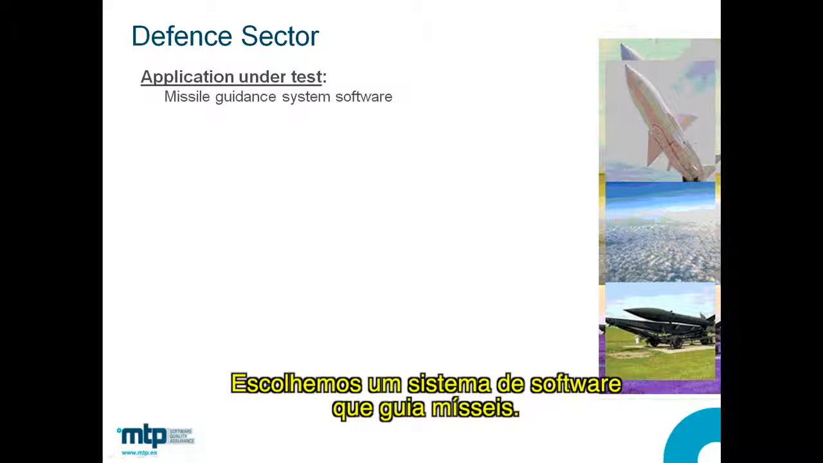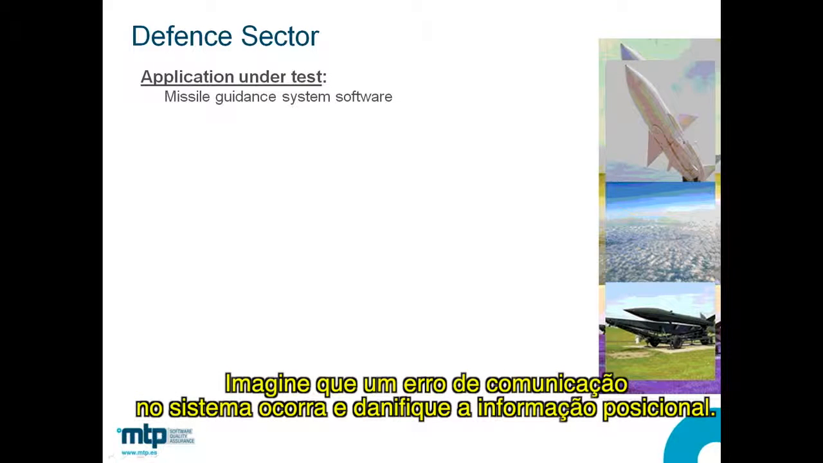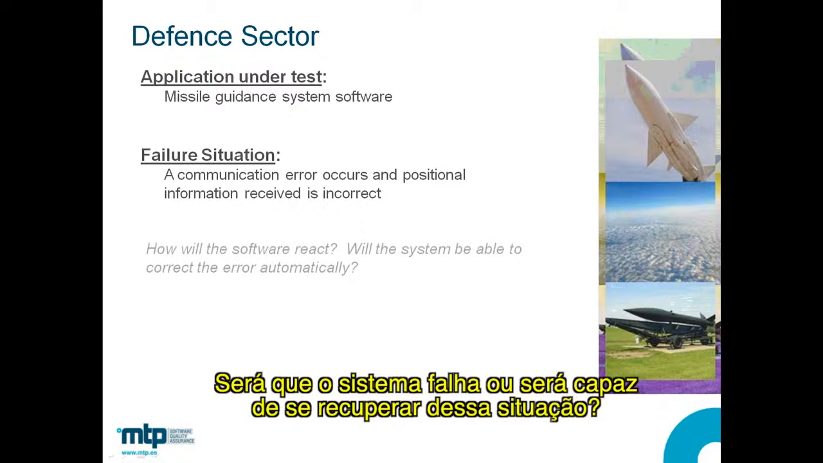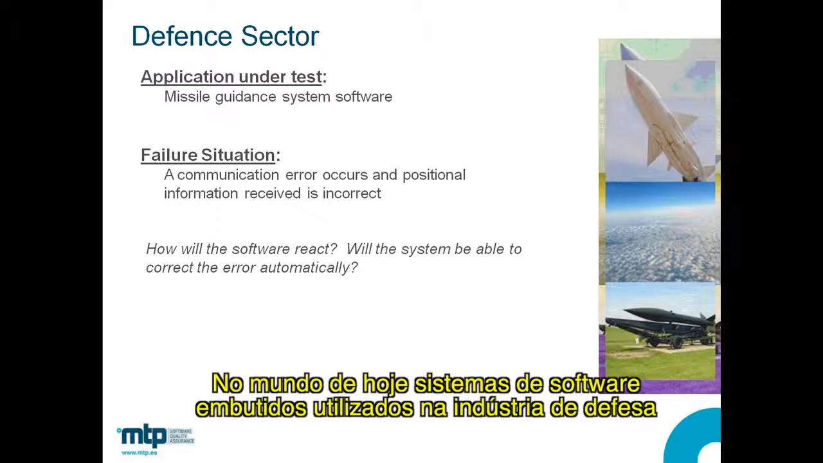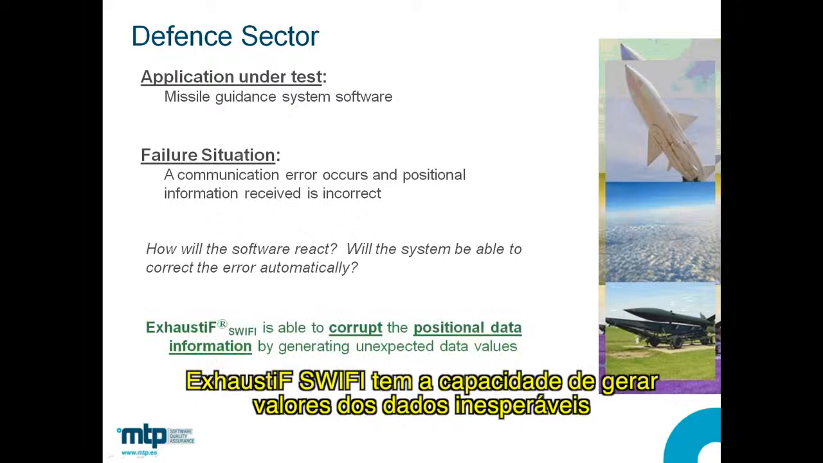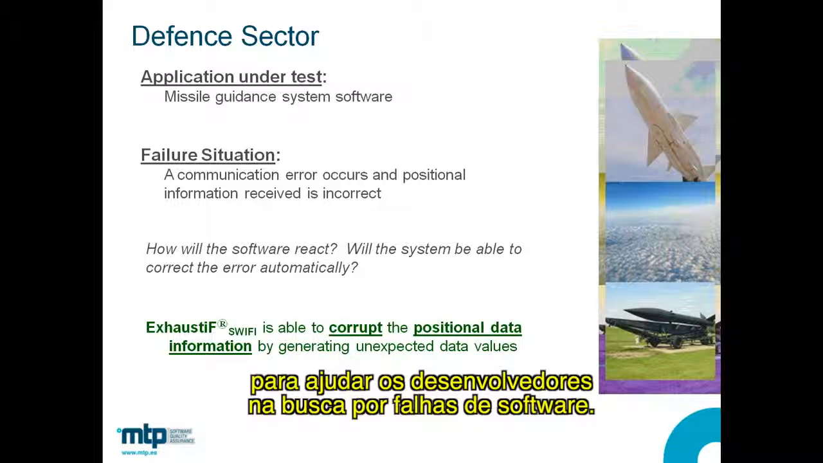Now let's move on to an example in the defense sector. We have chosen to look at a software system that guides missiles. Imagine that a communication error occurs in the system which damages the positional information. Will the system crash or be able to recover from this situation? In today's world, software embedded in systems used in the defense sector needs to be dependable and reliable. ExhaustiF SWIFI is able to generate unexpected data values to help developers find software faults.